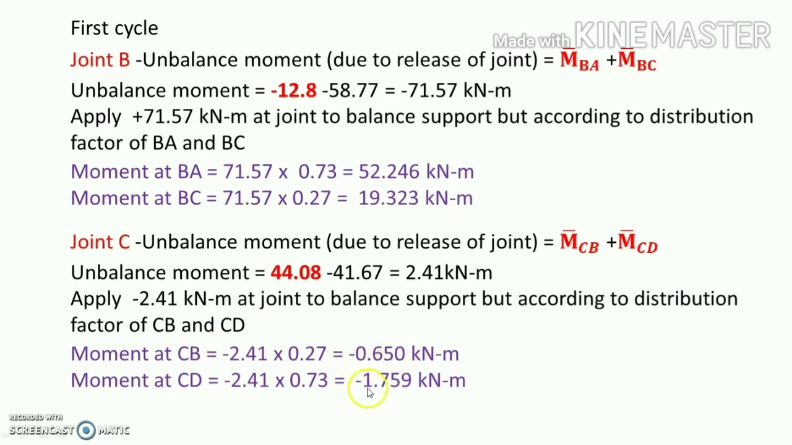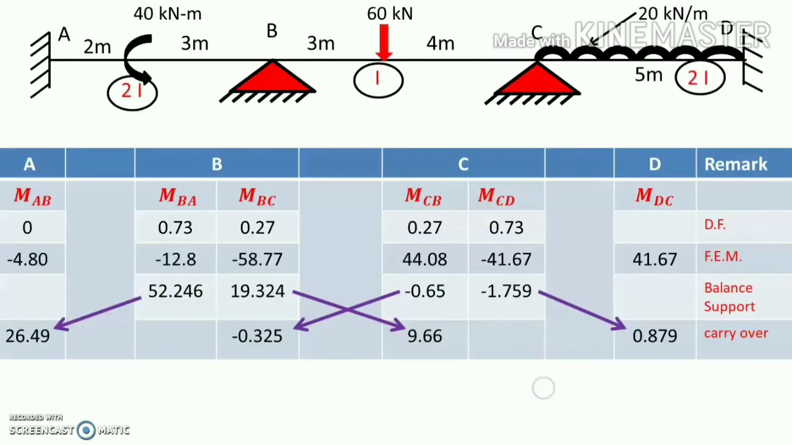Now enter all these values into the M.D.M table. How? Look at this table here. This was our previous table. Now here the balancing moments at the joint B, BA and BC. Here are CB and CD.